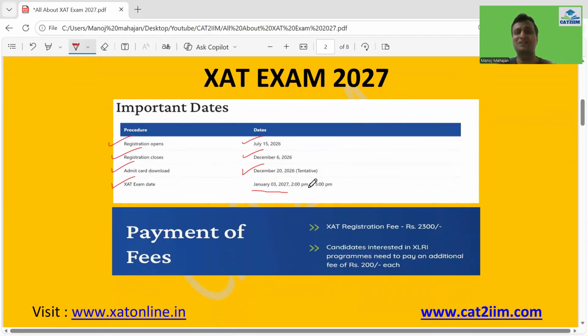That is next year, from 2 p.m. to 5 p.m. Now, of course, you have to fill the XAT form by paying the XAT registration fee, rupees 2,300. If you're looking at XLRI, then you have to separately pay an additional fee, rupees 200 for each program of XLRI. For more details, you can visit the website xatonline.in. You can also visit our website cat2im.com.